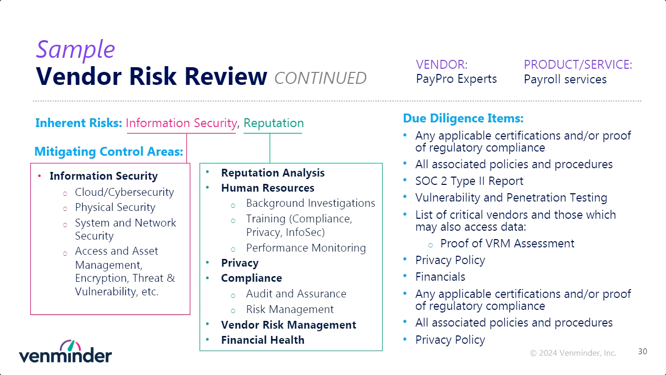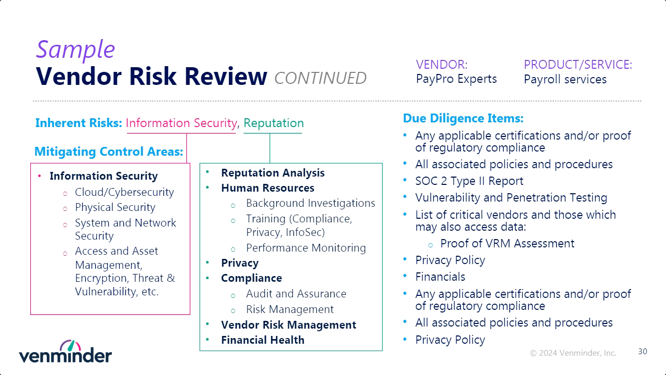For those last two inherent risks, let's look at the mitigating control areas of information security and reputation. Those control areas for information security would be cloud and cybersecurity controls and physical security, because this vendor is storing your sensitive information, so they should have some safeguard in place to prevent anyone from having access to their facilities. The vendor should also have controls in place for their system and network security, access and asset management, encryption practices, and threat and vulnerability management.